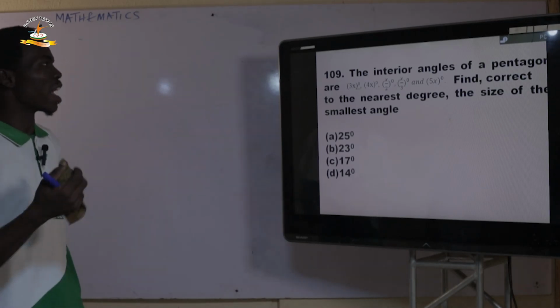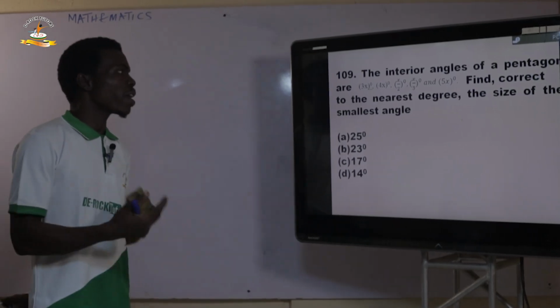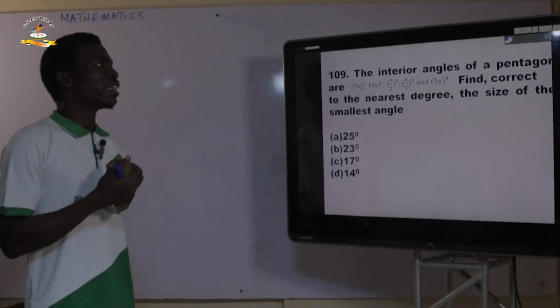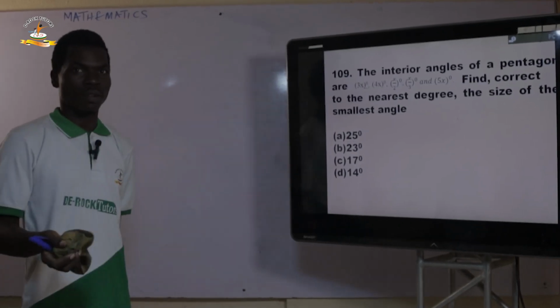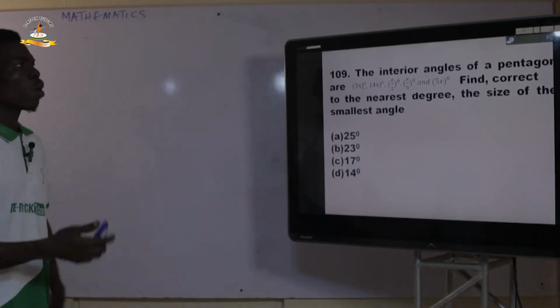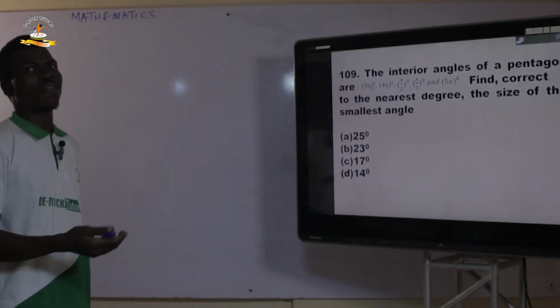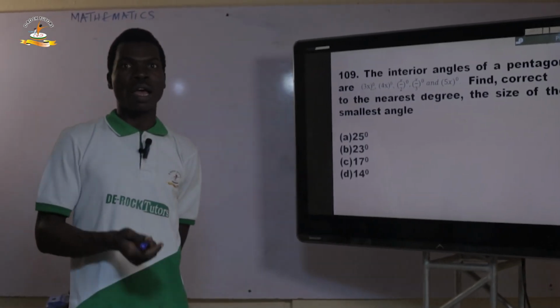Next question. The interior angles of the pentagon are 3x degrees, 4x degrees, x over 2 degrees, x over 3 degrees, and 5x degrees. Find, correct to the nearest degree, the size of the smallest angle. And we ask ourselves, what is a pentagon? A pentagon is a 5-sided regular polygon.